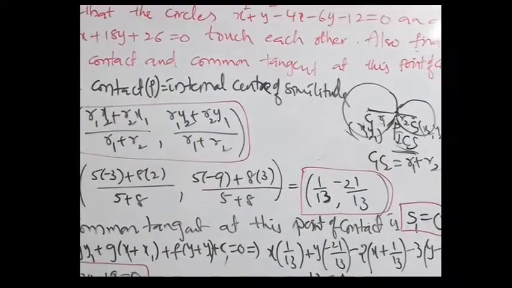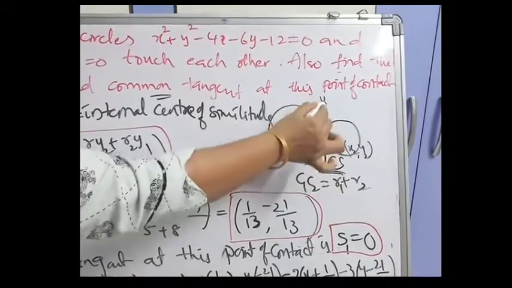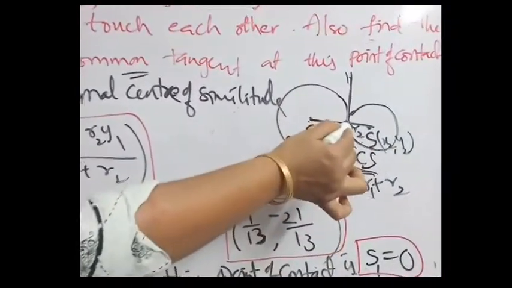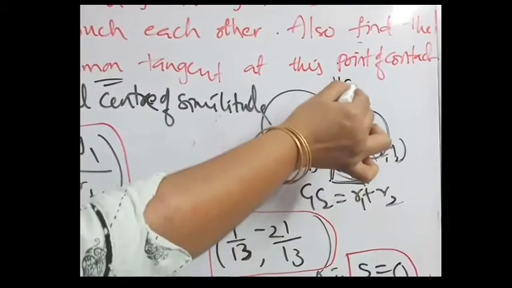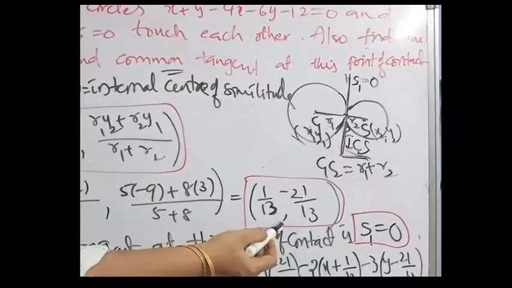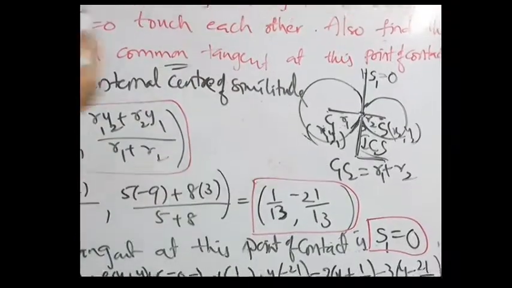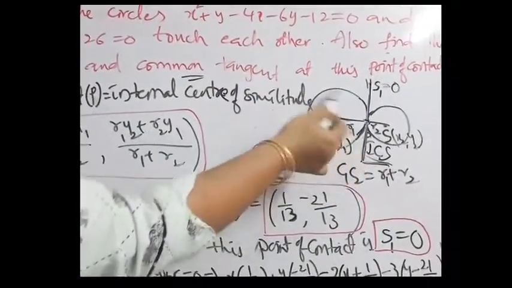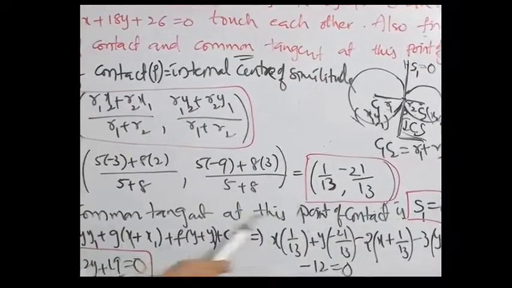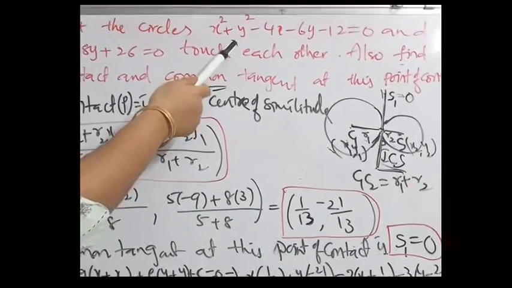So also we need to find the common tangent at the point of contact. Any tangent equation at a point to the circle is given by the formula S1 equals 0. Here we have one point of contact and two circles. You can choose either one, because this is tangent to both circles. So the common tangent equation at the point of contact is S1 equals 0. Take the first circle.